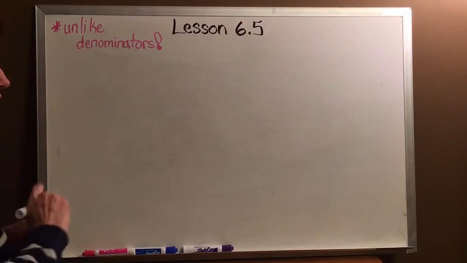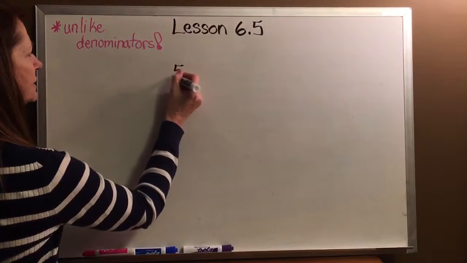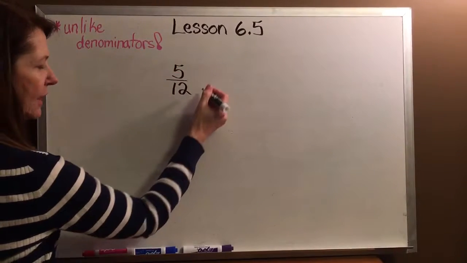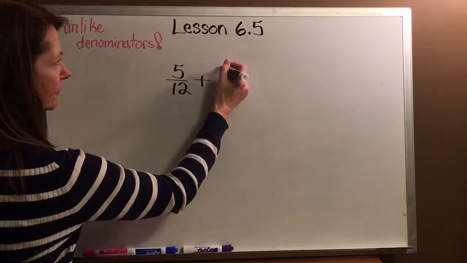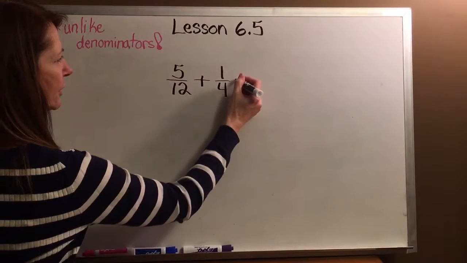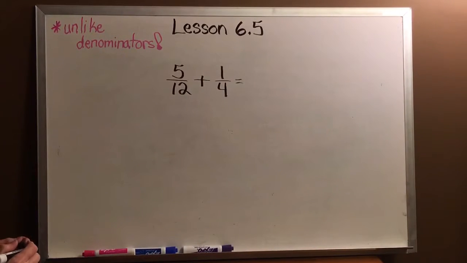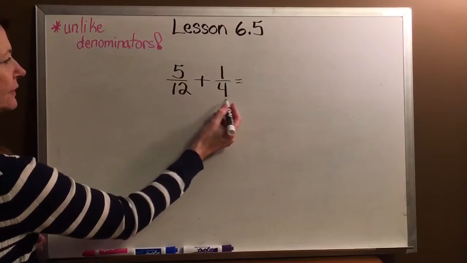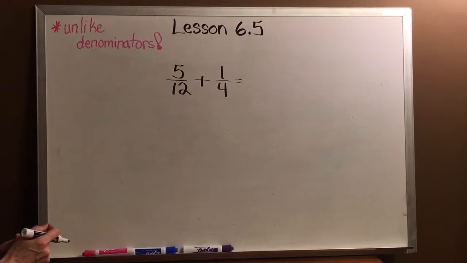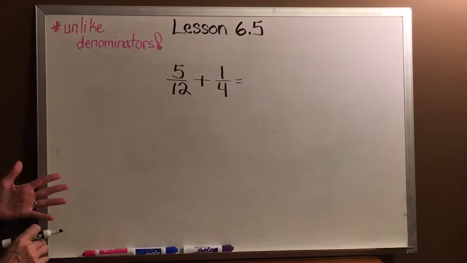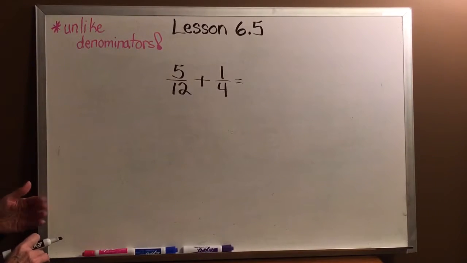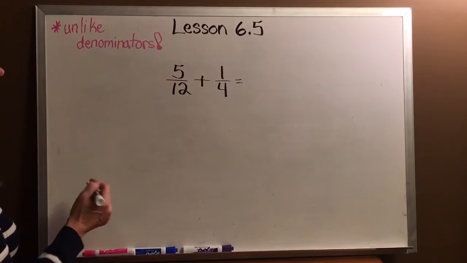So the first problem we're going to do is 5/12 plus 1/4. So as I said before, get your paper and go ahead and write this problem down. 5/12 plus 1/4. All right, the first thing we see right away is that our denominators are not the same. 4 and 12 are not the same. So there's a couple of different ways we can do this, but you know from a previous YouTube lesson that I really like the stair method. So I'm going to use the stair method to find a common denominator.